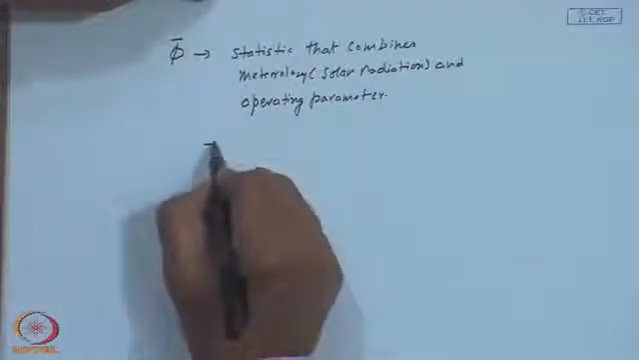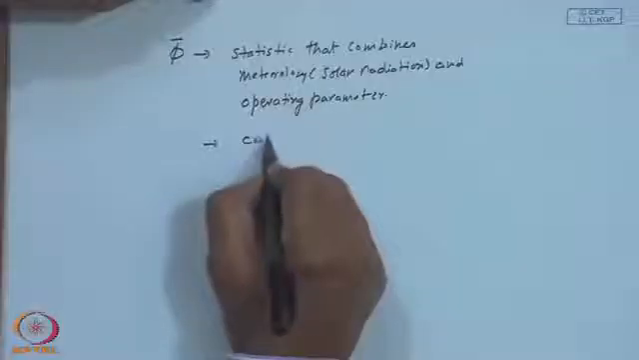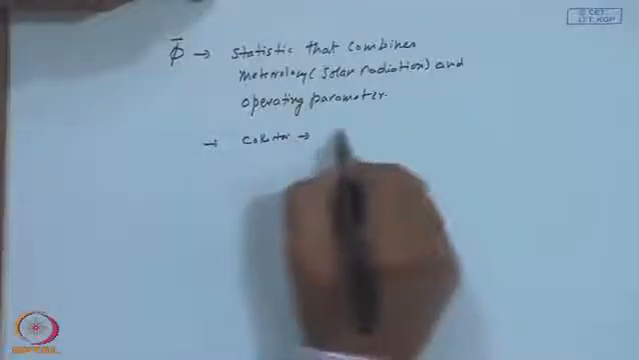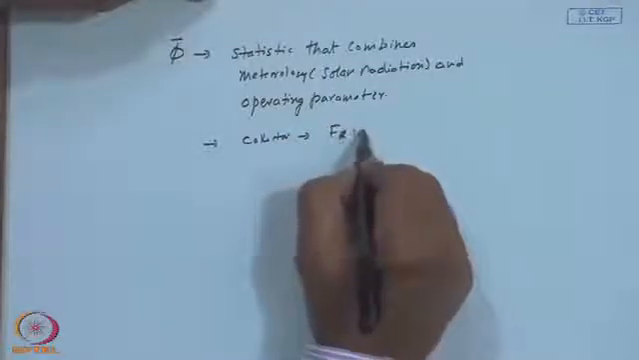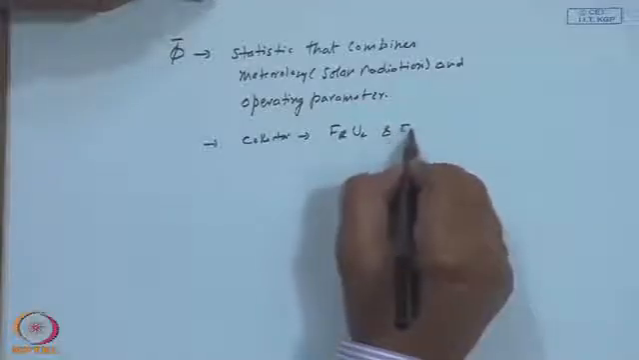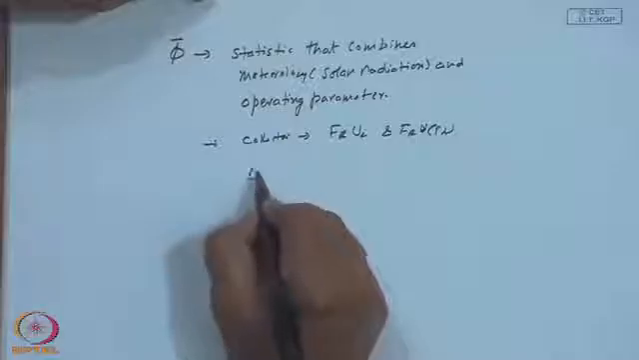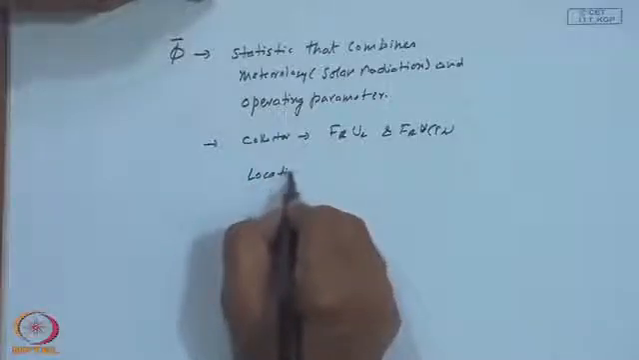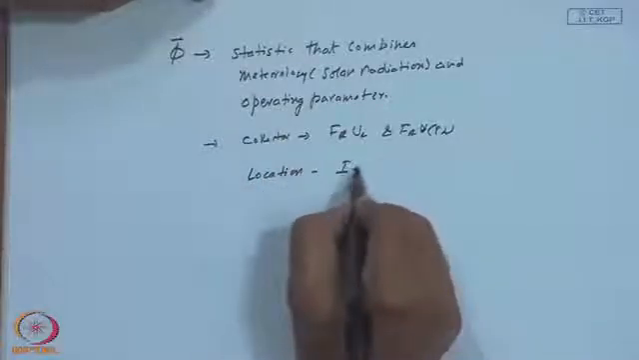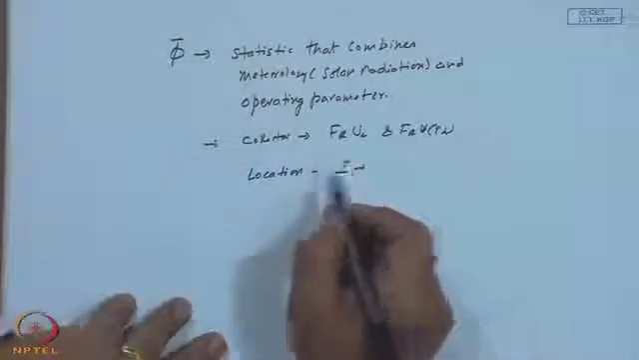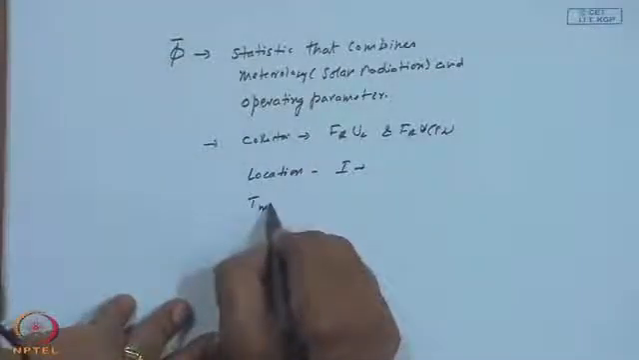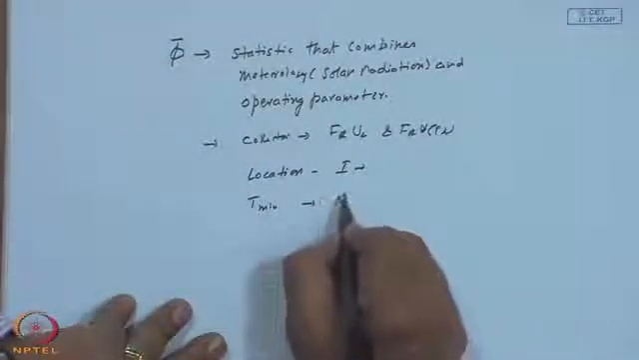So, this takes care of your collector through F_R U_L and F_R (tau alpha), location, because my I_T is location dependent, and T minimum is an operating parameter.